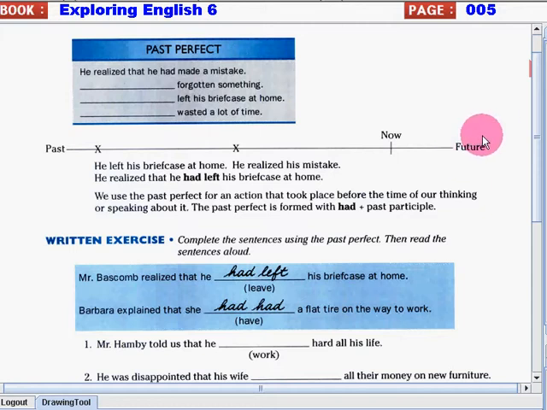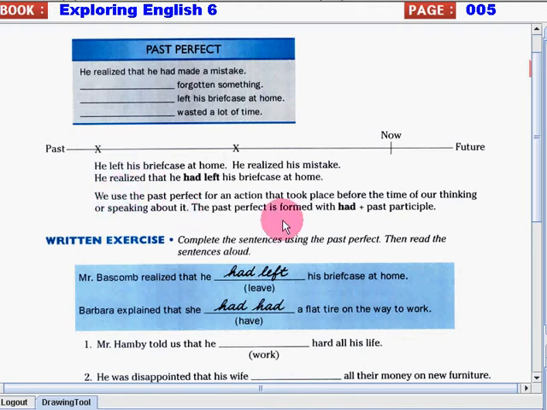Now we have a timeline here. This is the past, now or present, and future. These are the marks of our two actions. He left his briefcase at home. He realized his mistake. He realized that he had left his briefcase at home. So you see, the first action is this one: he left his briefcase at home. The second action is that he realized that mistake. So that's why we have to use the past perfect tense for the first action.